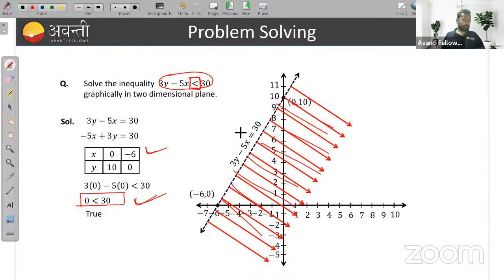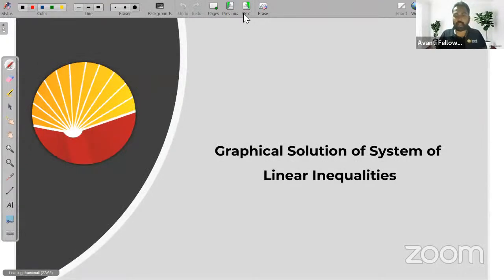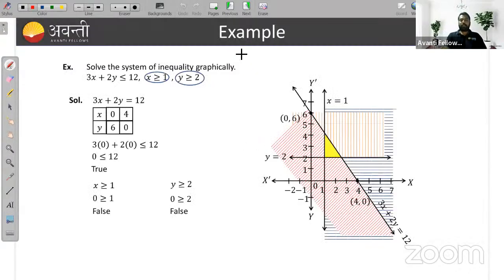है ना, क्लियर। चलो let's move. Now we will see graphical solution of system of linear inequalities. सिस्टम ऑफ लीनियर इनइक्वालिटी को हम कैसे स्टडी करेंगे ना, suppose here you have three inequalities, one is 3x plus 2y is less than equal to 12. Second one is x is greater than equal to 1. And third one is y is greater than equal to 2. So there are three inequalities you have given.